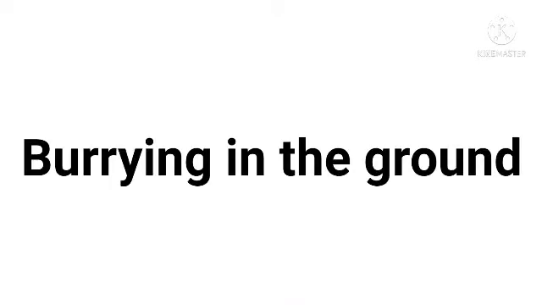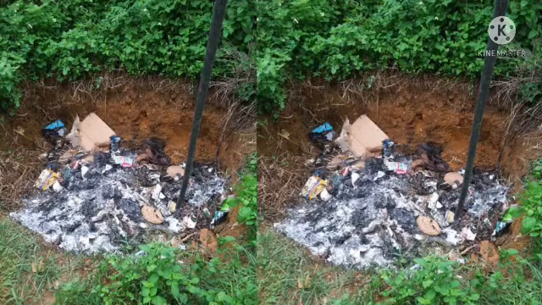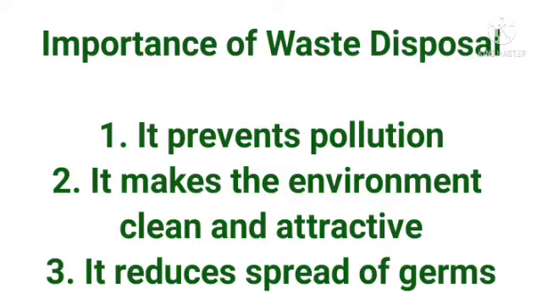Another method of waste disposal is burying in the ground. Burying the waste in the ground is another useful method of waste disposal. When you bury waste in the ground, it decays and turns into manure, which is later absorbed by plants for good growth. So you dig a hole, then you put the waste in the ground. When it's filled up, you bury it, you cover it with sand. And so gradually it decays and the soil is nourished.